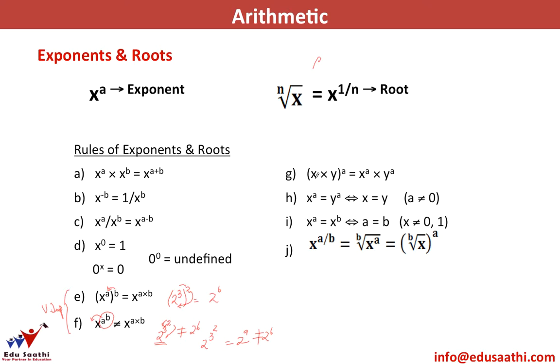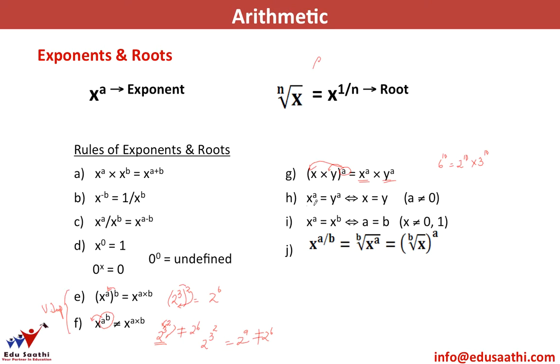Now the next that you have is x into y raised to power a. This power a is associated with both x and y. So I can split up the power: x raised to power a into y raised to power a. So if I have 6 raised to power 10, I can write it as 2 raised to power 10 into 3 raised to power 10, because 6 is 2 into 3.